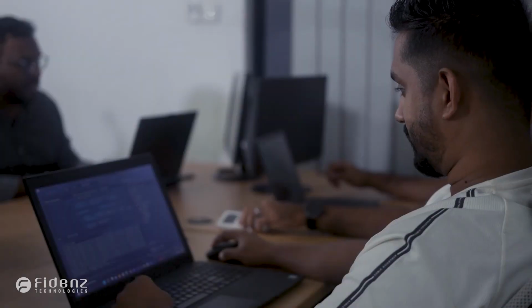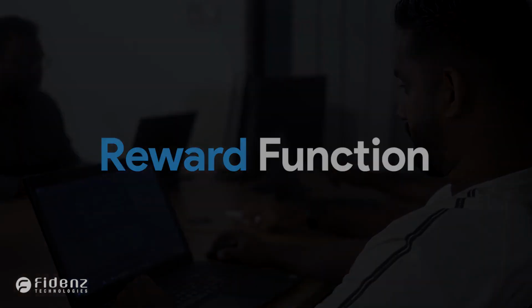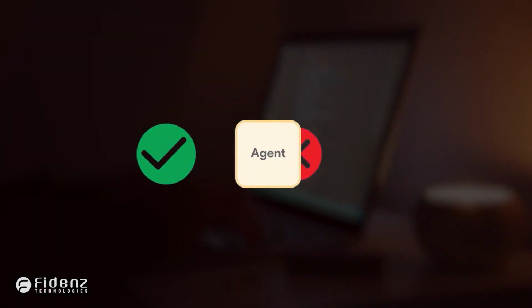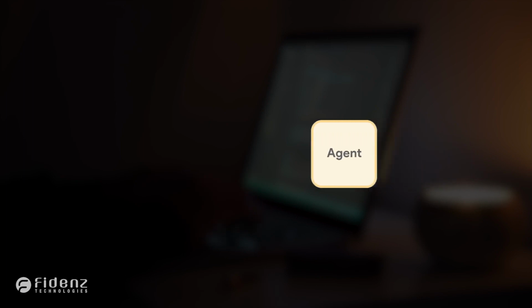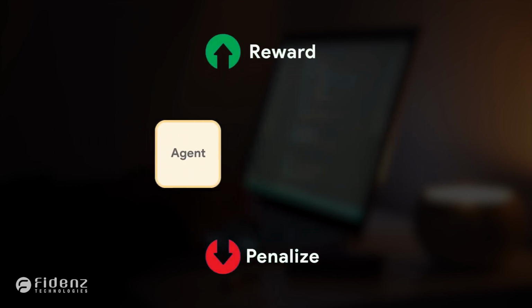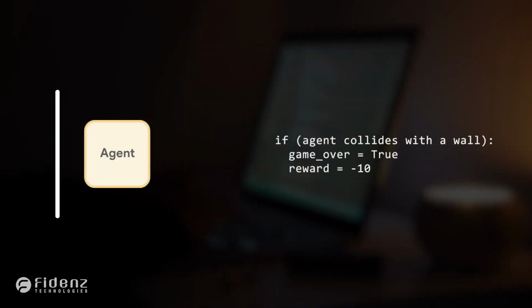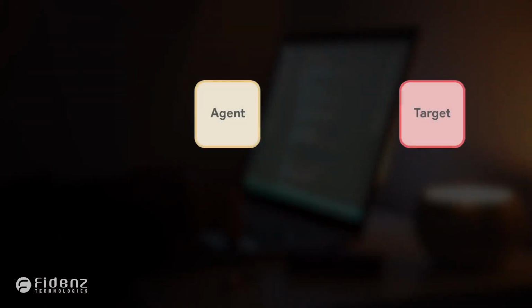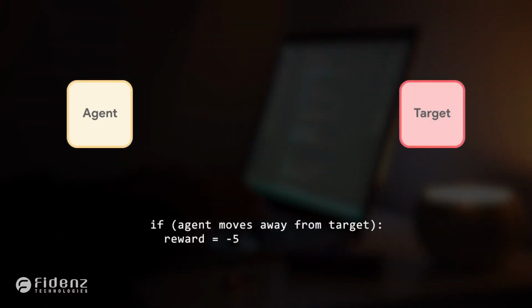Now that we have set up the environment, it is time to find out how to build the reward function. This is another way of saying whether the agent has done something good or bad during each instance. Each time the agent moves from one state to another, we reward or penalize the agent and set some rules. If the agent collides with a wall, the game is over, and we reward negatively. Similarly, if the agent moves away from the target, it indicates that the agent does not adhere to our requirements. Therefore, we reward the agent negatively.